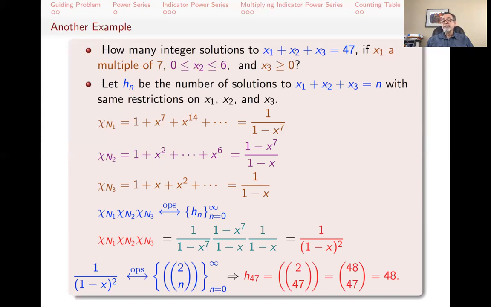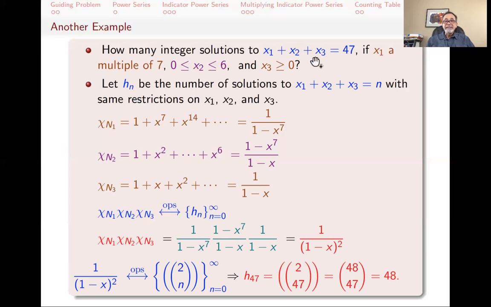48 choose 47 is 48. Actually, since the answer is so easy, you might suspect that there's an easier way of doing this problem, and there is. If you look at the conditions here, x3 can be anything between 0 and 47, and that's 48 choices. So you pick your x3, and for example, you might pick x3 to be 20. Then you have 27 things for x1 plus x2.